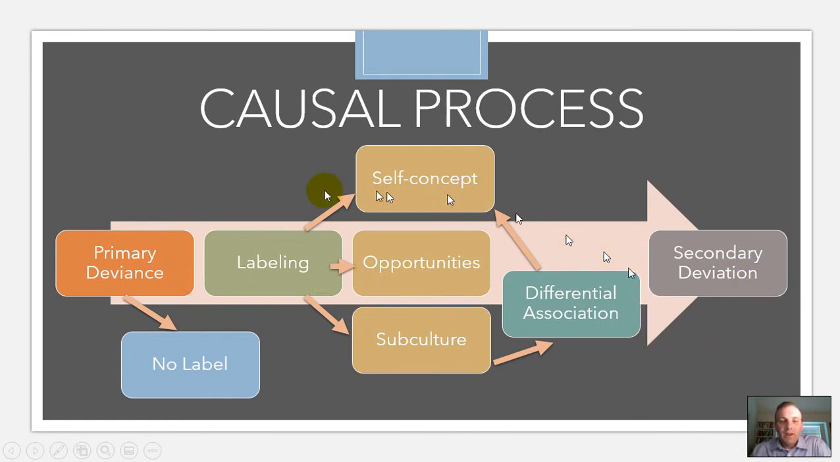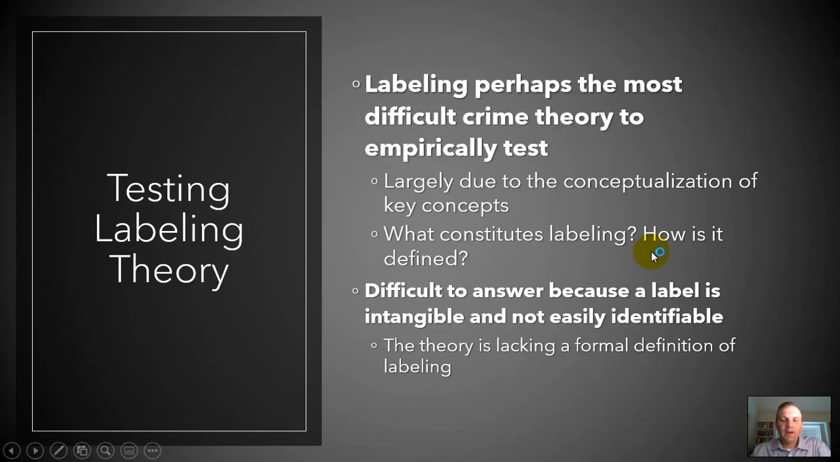A lot of these concepts are difficult to assess. What is a label? What is a self-concept? In trying to assess empirically and understand the process. So labeling theory in and of itself is perhaps one of the most difficult crime theories to empirically test, to quantitatively test. It's largely due to the conceptualization of key terms, key concepts, what constitutes labeling, how is it defined, when is it attached, how can I assess when a label isn't attached. And there's not an overt process that an individual knows.